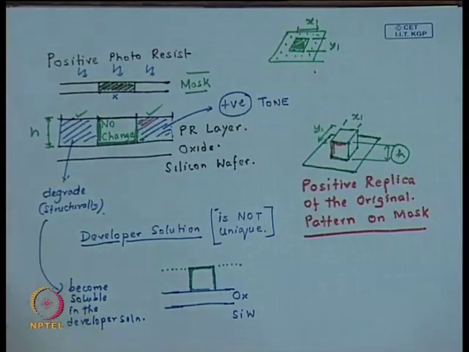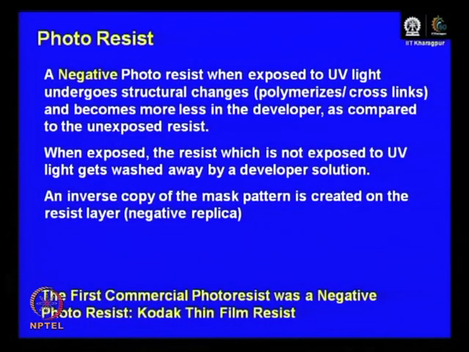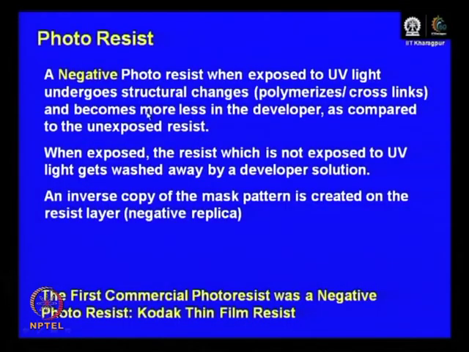In contrast, probably you now can guess what a negative photoresist will do. A negative photoresist, when exposed to UV light, undergoes structural changes, but unlike a positive photoresist where the structural change was in the form of degradation, here the change is in the form of polymerization or further cross linking. So, it becomes more structurally stable and can resist dissolution in the developer, and becomes less soluble in the developer as compared to the unexposed resist. I am sorry about this typographic error in the PPT.